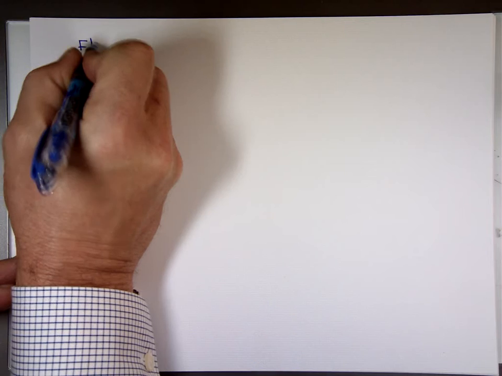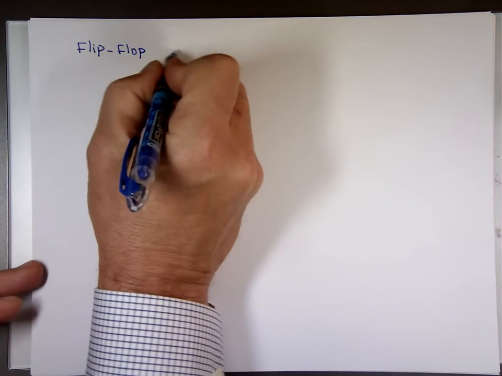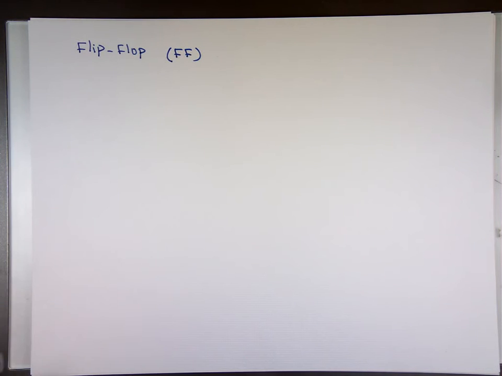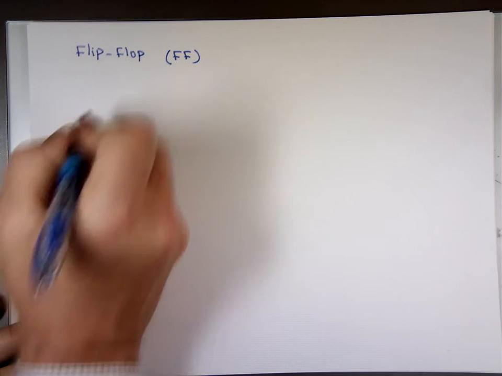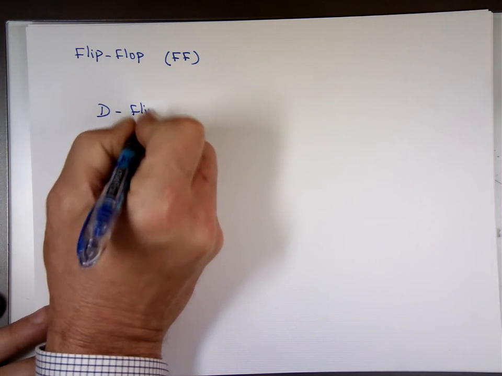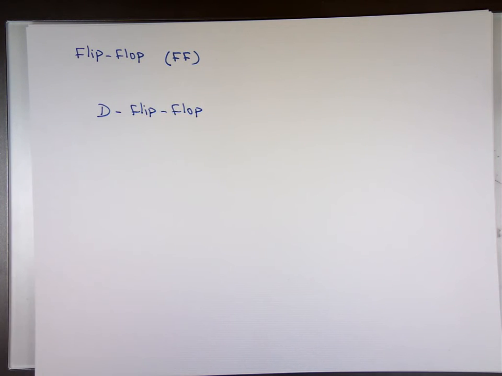So flip-flops. FF. There's different types of flip-flops. The first one I'm going to be looking at is called the D flip-flop. Now I'll explain to you why they call it the D flip-flop.